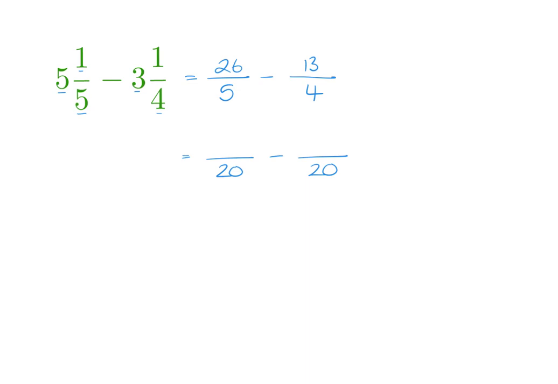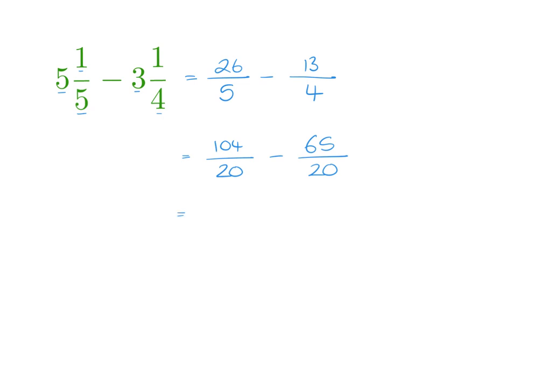So for my first fraction, to get 20 on the denominator, I've multiplied by 4. So I'm going to do the same on the numerator. So I'm going to do 26 times 4. And this is going to give me 104. And then for my second fraction, to get my denominator of 20, I have multiplied by 5. So I'm going to do 13 times 5 is 65.